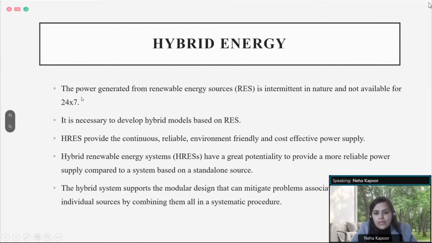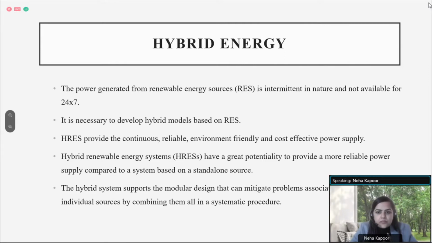And therefore, we require hybrid models. Hybrid models are better, because the power we get is more continuous, so it is reliable, eco-friendly, and cost effective also. Hybrid renewable energy has great potential to provide a more reliable power supply compared to standalone systems, like if we talk of only solar or only wind or only geothermal. So hybrid systems are always better.